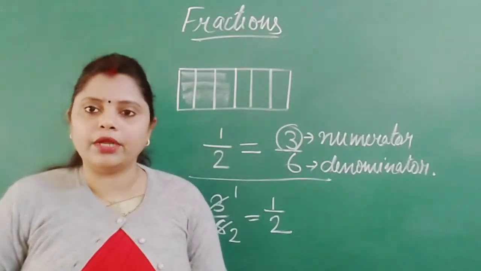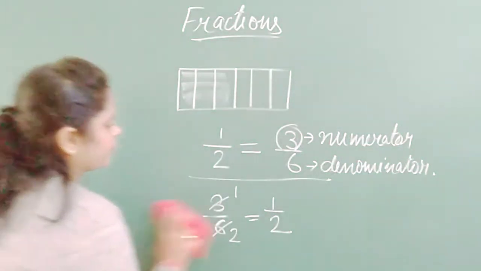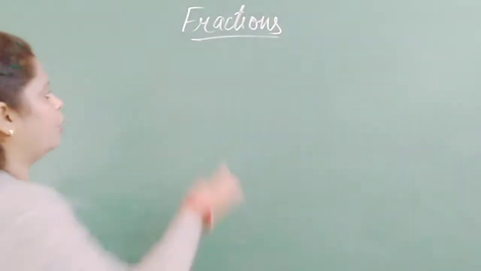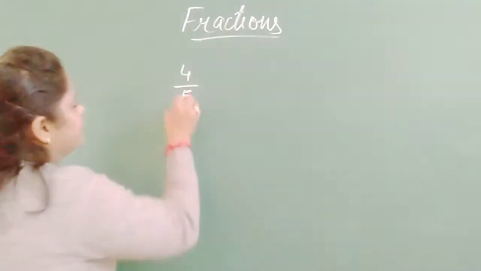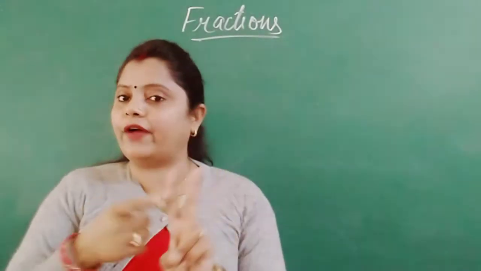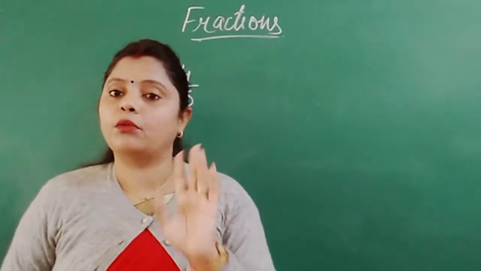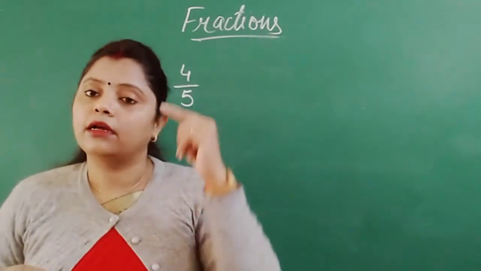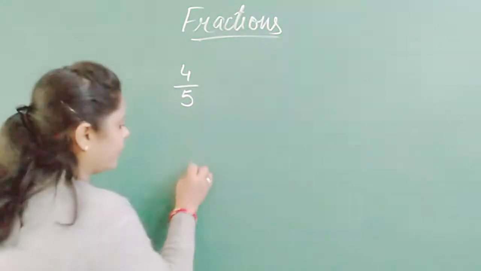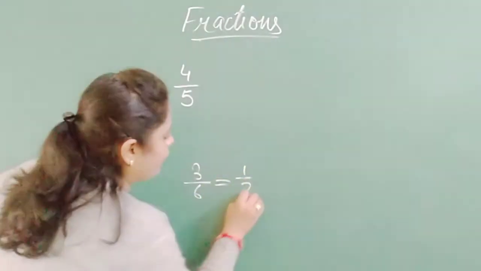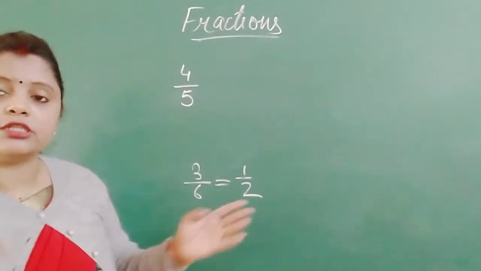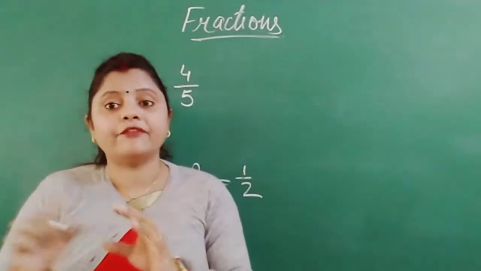We can go into more calculations. For example, if somebody says find the equivalent fraction of 4 by 5, any one equivalent fraction of 4 by 5. There are two ways of finding equivalent fractions. Either we can divide both numerator and denominator by the same number, as we did in the earlier question. 3 by 6 is equal to 1 by 2, because both can be divided by 3. So division is one process through which we can find the equivalent fraction if cancellation is possible.